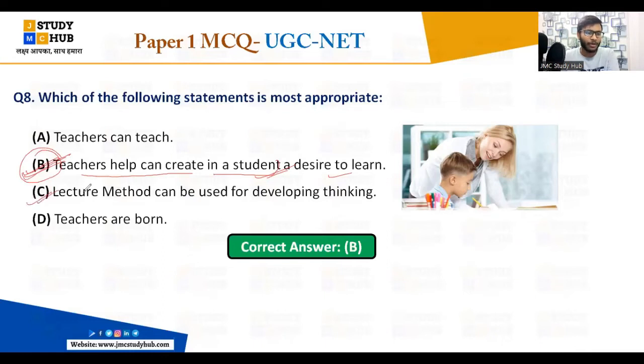Okay, C will not be correct, because the lecture method is one-way communication, only from the teacher. So it cannot be used for developing thinking. So the most appropriate is the B one. Have you understood, Pushpanjali, Manju? Is it clear to you all?